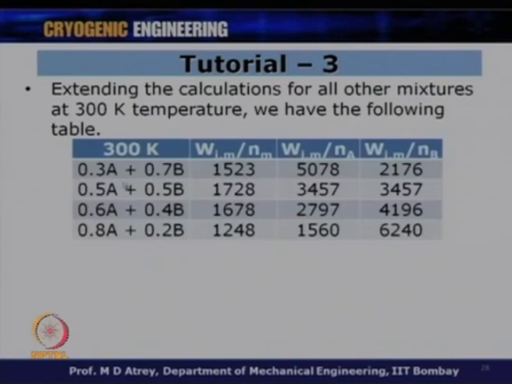So, first, we are doing all this study at 300 Kelvin and the first case is 30% A and 70% B, where Wim by Nm, work of separation of mixture per mole of mixture, is 1523, Wim by Na is 5078, Wim by Nb is 2176. And if I go for increasing the value of A, correspondingly decreasing the value of B, you can see that the work of separation of mixture has increased first and then starts decreasing. So, 1500, 1700, then 1600 and 1200, an odd kind of trend you can see over here.